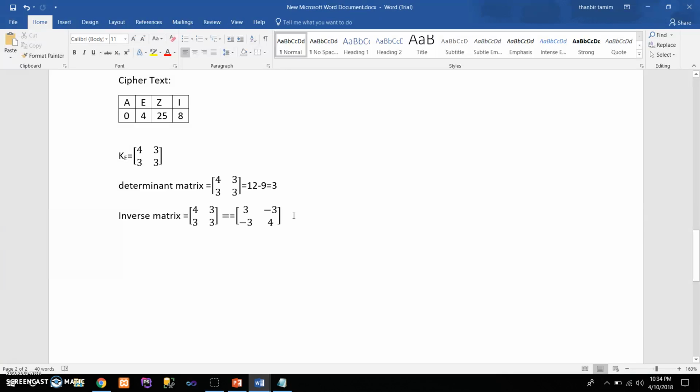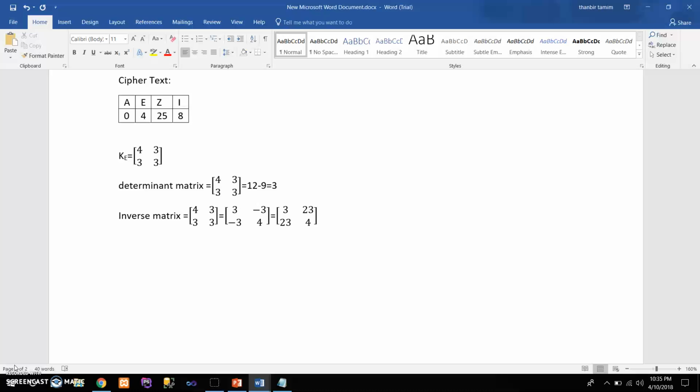But here we have a problem. The problem is we can't have any minus sign. We need all of the values positive. So to get a positive value, we can add 26 and minus 3. So our answer will be 23. So instead of minus 3, we will write 23. So see it. Now I have to cut out all of the inverse matrix, and also the determinant.